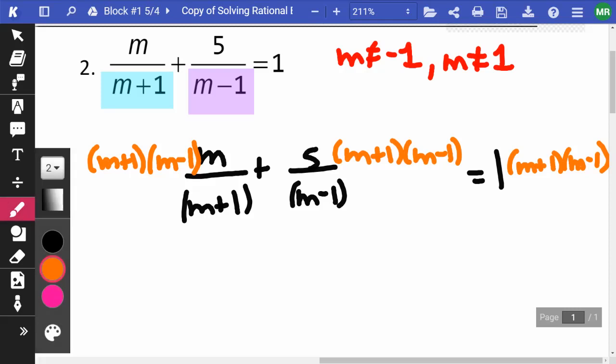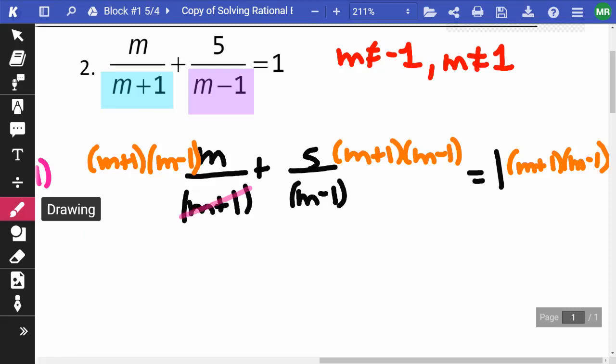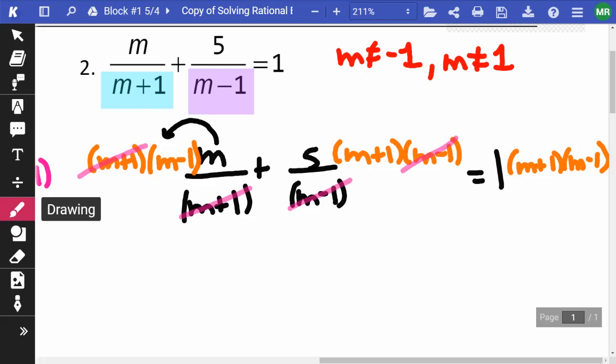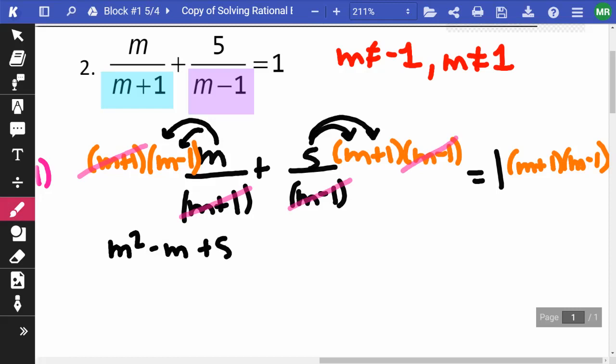So now, hopefully, I can get some things to cancel out here. So this m plus 1 and this m plus 1, this m minus 1 and this m minus 1. And I am going to get this m distributing to both of these. So that's going to be an m squared minus m. My 5 distributing to these, so that's going to be a plus 5m plus 5, equal. And the m plus 1, m minus 1, you can do it in a box if you want.